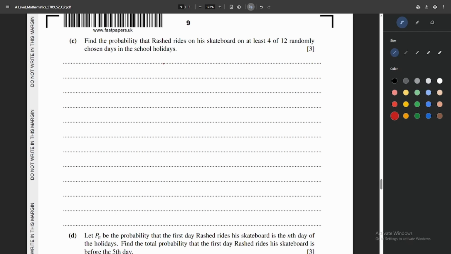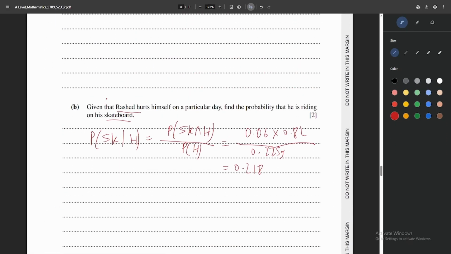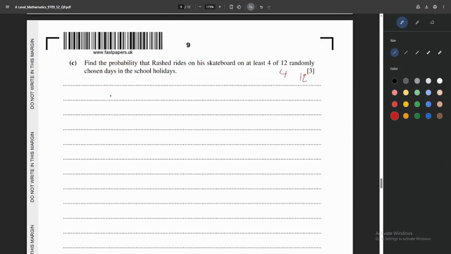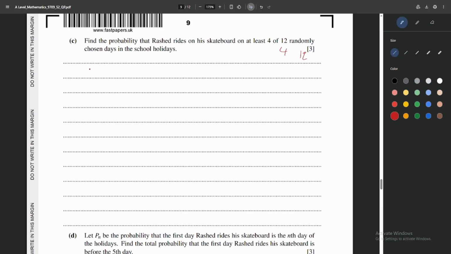Here, find the probability that Rashid rides a skateboard on at least 4 of 12 randomly chosen days on holidays. Since he can either ride a skateboard or not ride a skateboard, and we have a specified number of cases, it is simply binomial. So what's the probability of riding a skateboard? 0.06, and not riding is 0.94, to the power 12.